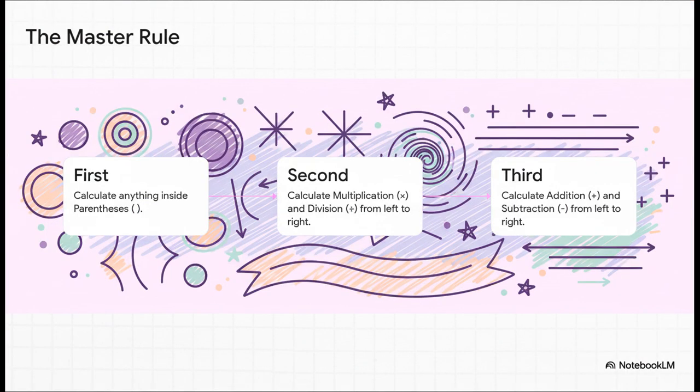This is the whole system, the entire grammar of arithmetic, all right here. Let's call it the master rule. Step 1, parentheses, always. Step 2, handle all the multiplication and division. Just go from left to right. And finally, step 3, clean up all the addition and subtraction. Again, moving left to right. That's it. That's the secret code to solving these things.